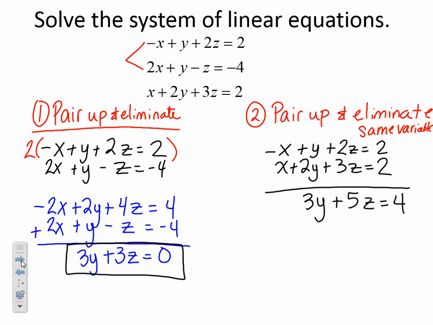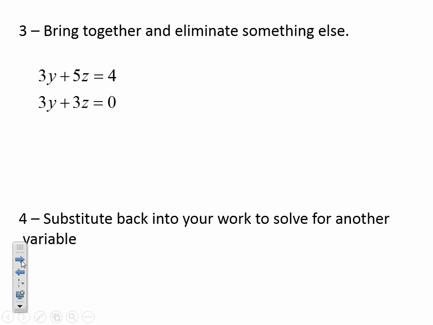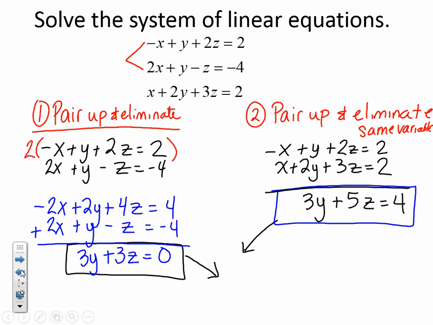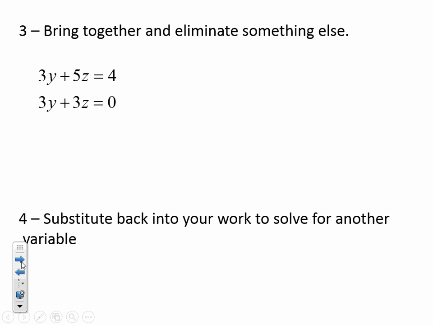So what we've done again is taken two equations that had 3 variables and turned it into 2 equations with 2 variables. Now these boxes here are very important. We're going to take these two things and look at them together now. So 3y plus 5z equals 4, and then 3y plus 3z equals 0. These are the exact same two that I boxed on my previous work. And what we're going to do now is eliminate something else. Once we look at those two side by side, we want to eliminate something else here.